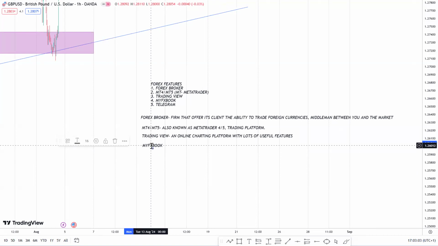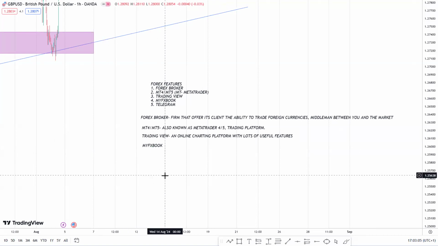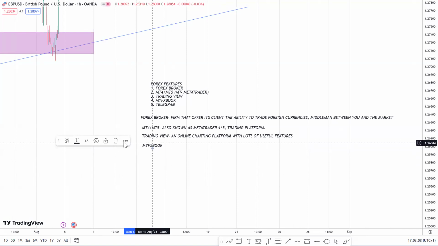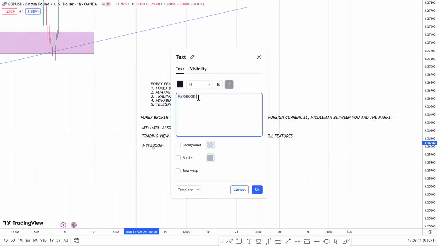So this is my FX book. What does it mean? My FX book was known as the first community for forex traders, the first community for forex traders with the ability to connect with your trading account.